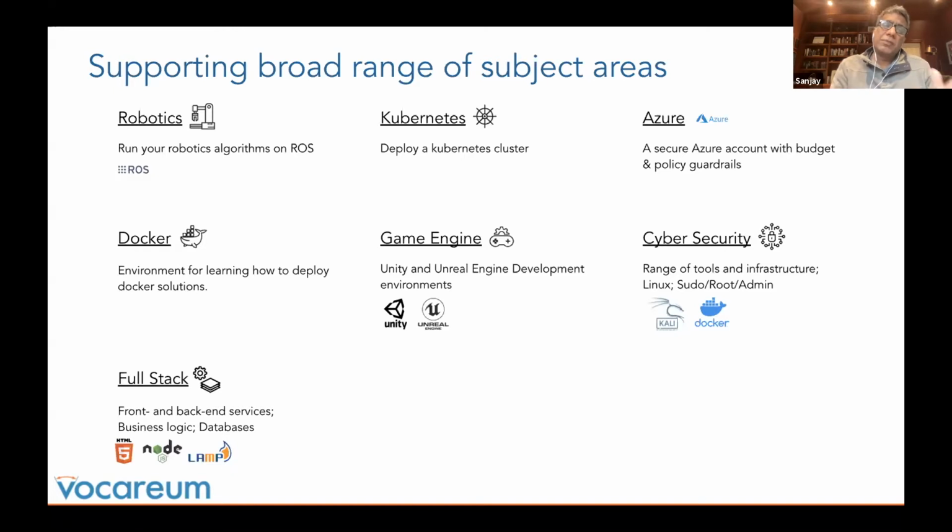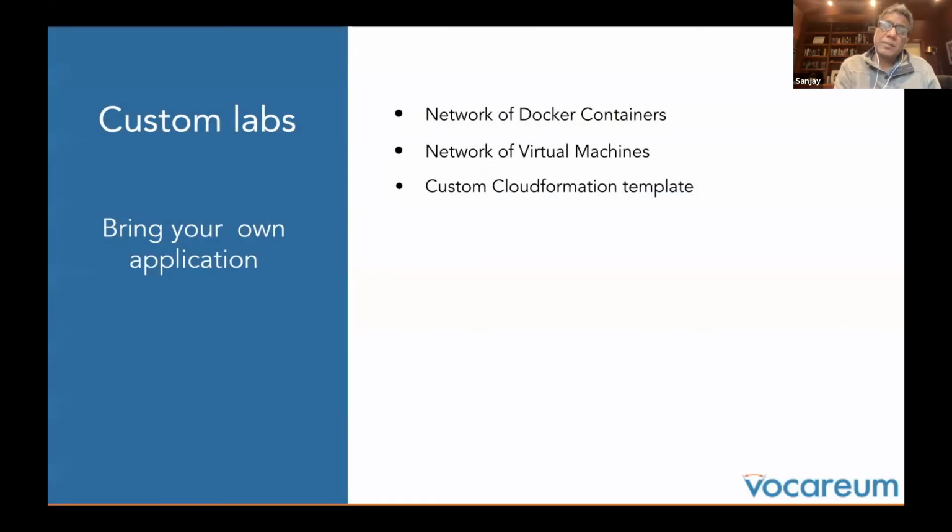So these are the last two slides, the list of the managed labs that we have. But sometimes that's not enough. So you might want to build your own application, your own architecture. Then you can bring your own Docker image to us, and you can create a network of these, and you can deliver it through our architecture. Same thing for virtual machines. You can share an AMI, and then it can be deployed through Vocarium. So this is completely custom, or even more custom, you can bring a CloudFormation template, and then we will launch it for your learners. So this is how you can bring your own custom solution to your classroom.